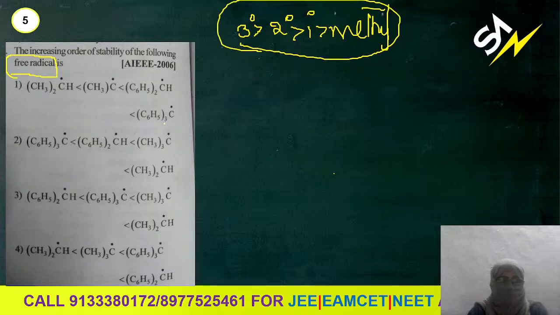Where is the tertiary? See here, this is tertiary phenyl. Because this is secondary, it will not be the answer. Here also secondary comes in the center, which will not be the answer. The answer is going to be this one, the tertiary phenyl, then secondary, then methyl.